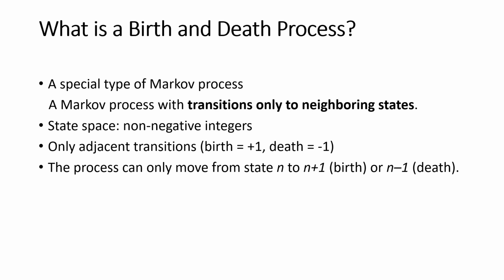What is a birth and death process? A special type of Markov process with only adjacent transitions: birth is +1, death is -1. A Markov process which transitions only to neighboring states. So the state space is the non-negative integers. The process can only move from state n to n plus 1, which is birth, or n minus 1, which is death.